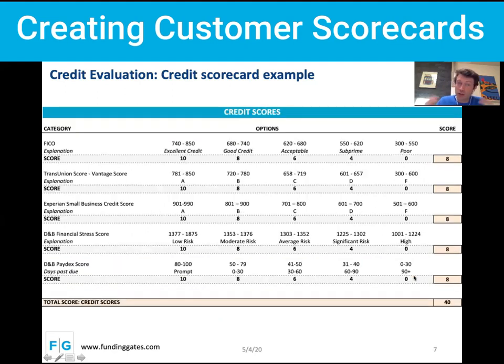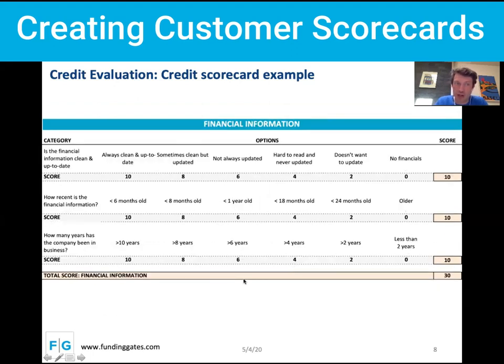The next category is credit scores. And here are a couple of the main credit scores, right? Personal as well as commercial. You have the FICO score, right? Again, a band from 0 to 10. If the FICO score is 740 to 850, you give it a score of 10. If the score is 680 to 740, you give it a score of 8, etc. Then there's a TransUnion, right? Score. These are personal scores basically. And then these over here are commercial business scores, Experian and DNB, okay? So basically for every credit score, you give it your own score depending on what the score is of the customer, right? So 8, 8, 8, 8, 8, and that gives you a total score of 40 for credit scores.